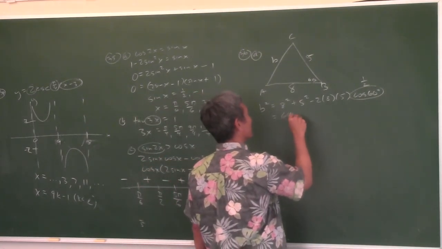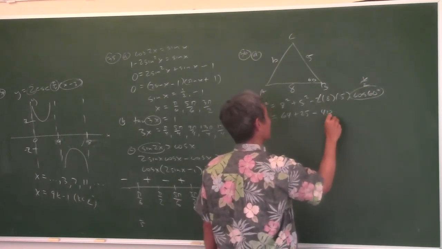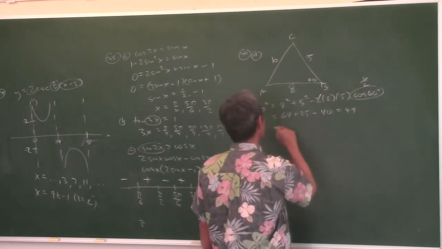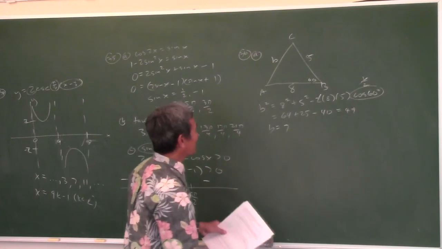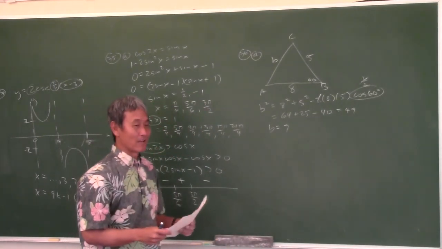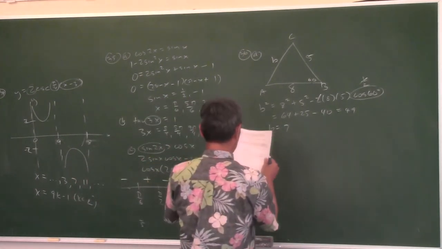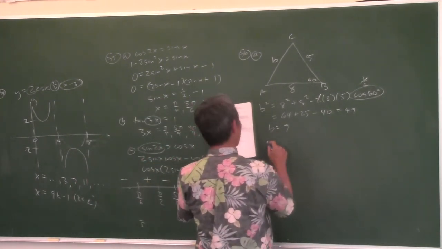So 64 plus 25. This looks like a quiz problem we had. Then minus 40, so that's 49. B is 7. Hey, Mr. Park, I noticed lots of times when you get law of cosines, the answer comes out 7, or a multiple of 7. Duh.